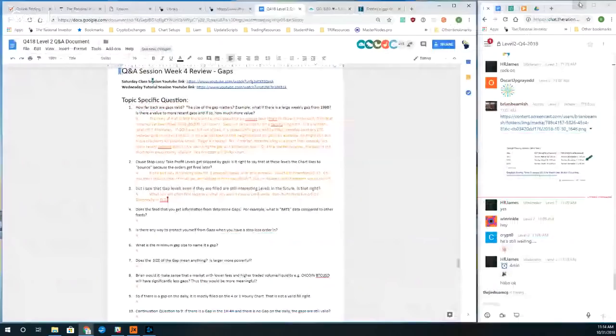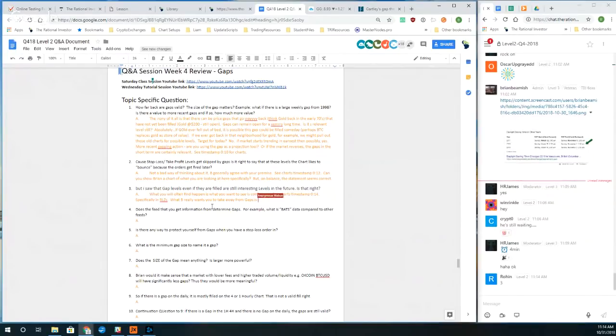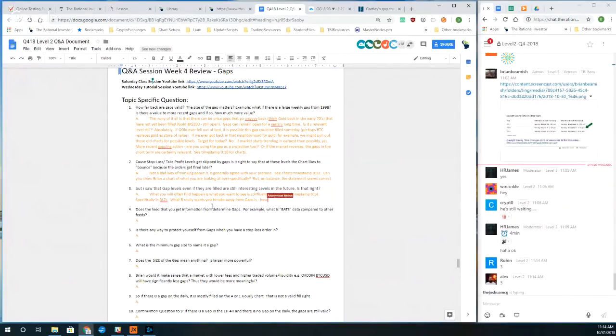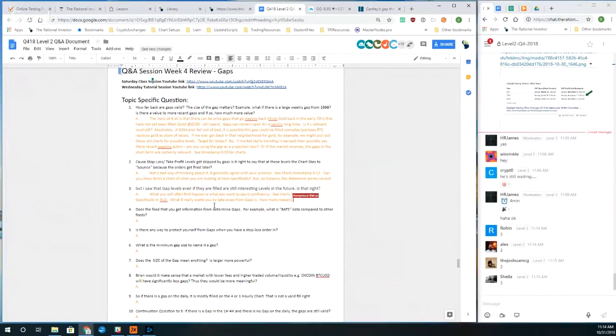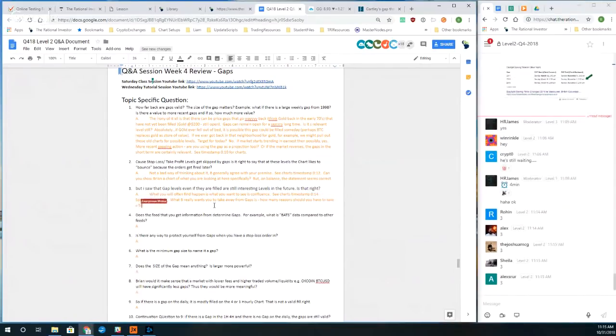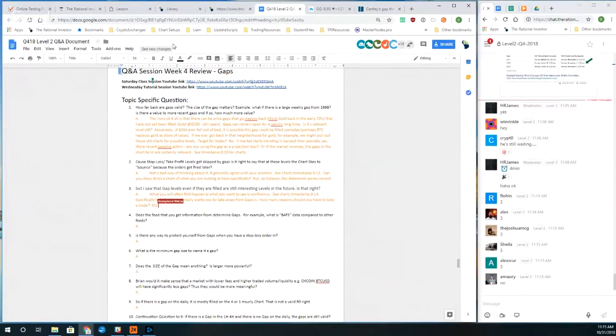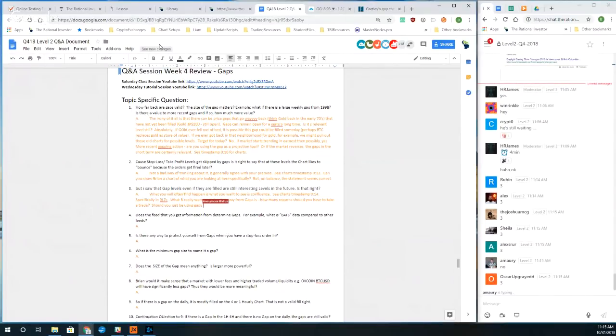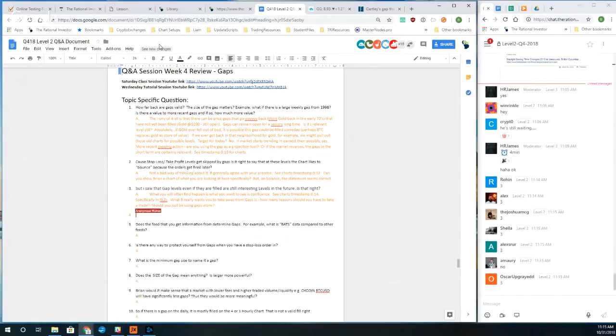But what I really would like for you to take away from gaps, and we might as well ask everybody, how many reasons should you have to take a trade? Should it just be gaps alone? Anyone? So what I really want to hear from you guys is, oh, I absolutely love when gaps happen to be in reload zones.